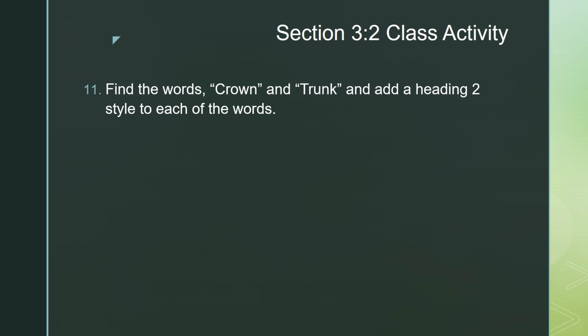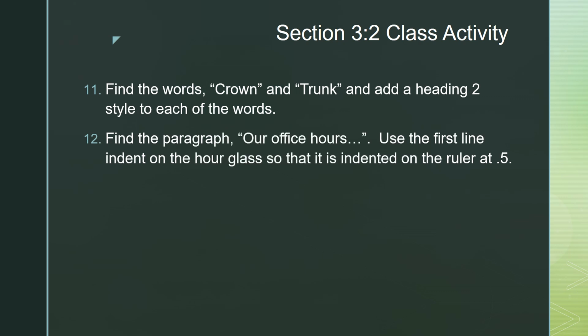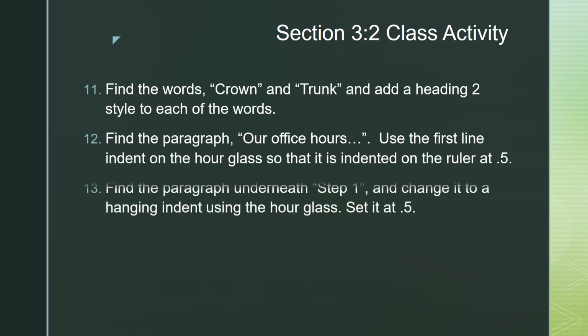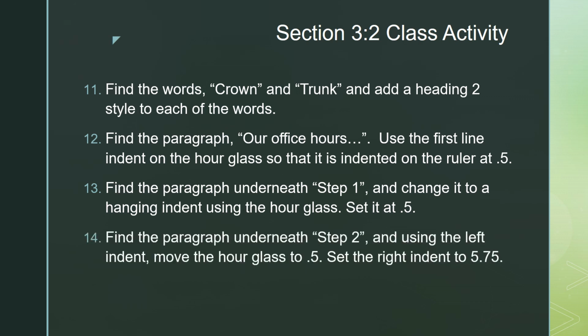Find the words crown and trunk and add a heading style to each of these words. Find the paragraph Office Hours. Use the first line indent on the hourglass so that it is indented on the ruler at point 5. Then find the paragraph underneath step 1 and change it to a hanging indent using the hourglass. Set it at point 5.